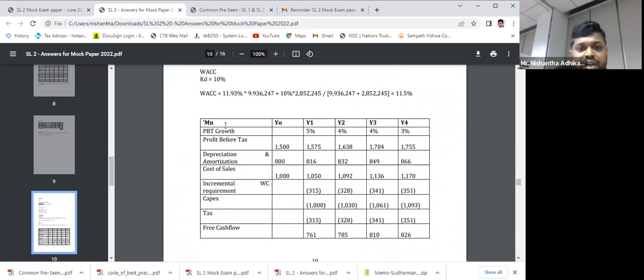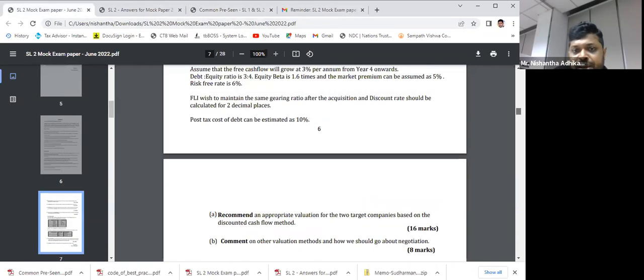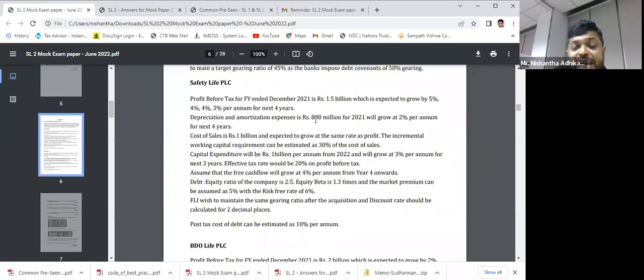Now, this is the important information. Profit growth 5%, 4%, 4%, and 3%. At year zero, initially it says 1.5 billion is the revenue. It will grow by 5% in year one, 4% in year two, 4% in year three, 3% in year four. Depreciation and amortization, you can easily take it from your balance sheet. Sorry, it has been given, I think. Give me a second. Here, depreciation and amortization expense is 800 million for the year, and it will grow at 2% per annum for the next 4 years.